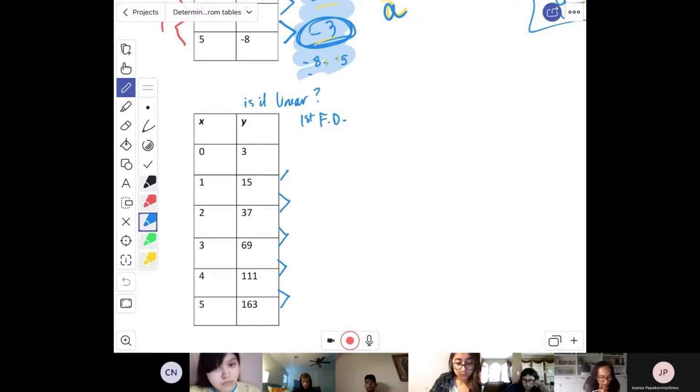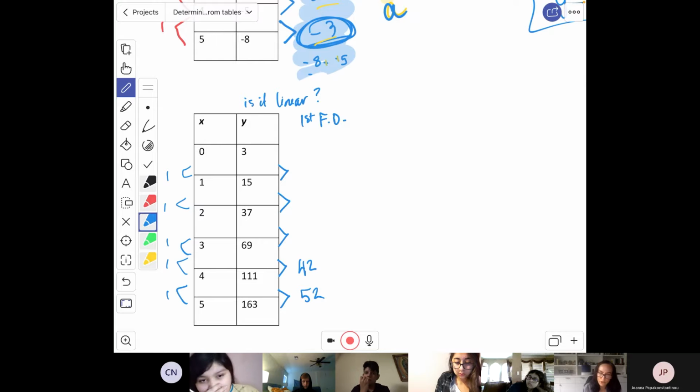163 minus 111 is what? Oh my goodness, we can do the subtraction. 52. 111 minus 69 is what? 42. Uh-oh. We know automatically, right? We know immediately, right? Because this change in x is 1, right? So since that 1 is 1 and those two numbers are not the same, what can you tell me immediately?